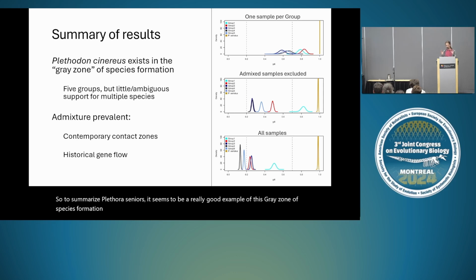So we have these 5 groups that are very clearly defined and phylogeographically structured, but according to GDI and our other analyses, we don't seem to have good evidence that these should be recognized as independent species because we have contemporary contact zones, historical contact zones that must have been maintaining some connectivity between groups. And the GDI, at least when we use admixed samples being excluded or including all samples, doesn't really give us strong genomic evidence that we have multiple species.